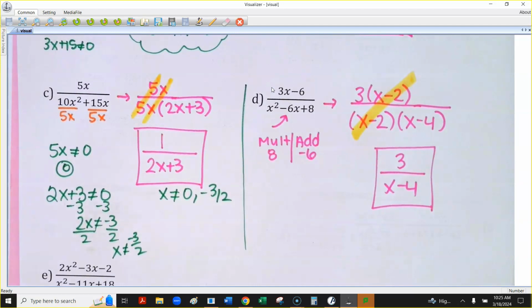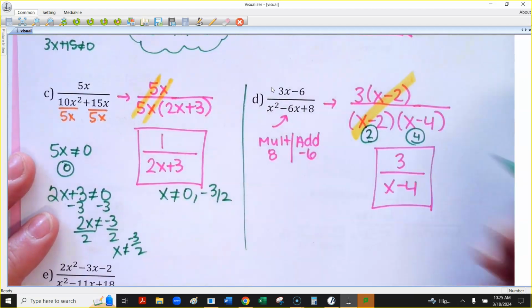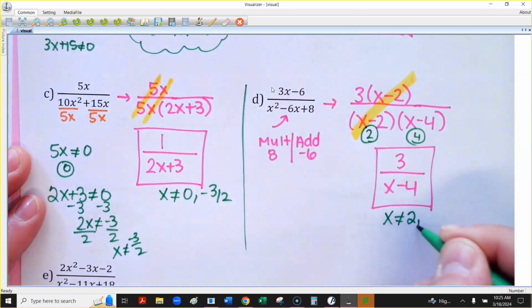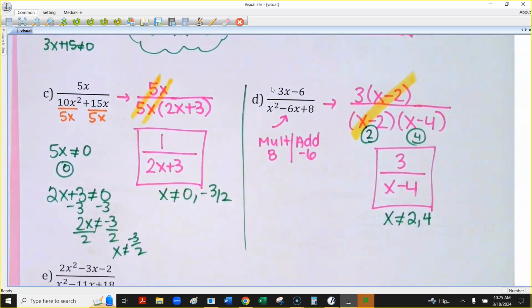And your restrictions, right here, 2 would cause you a problem and 4 would cause you a problem. That would make the denominator 0. So x can't be 2 or 4. Those would be my two restrictions. Some of these have one restriction, some of them have two, some of them might have more than that.